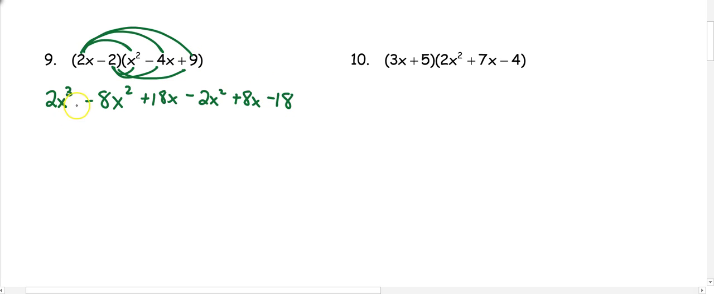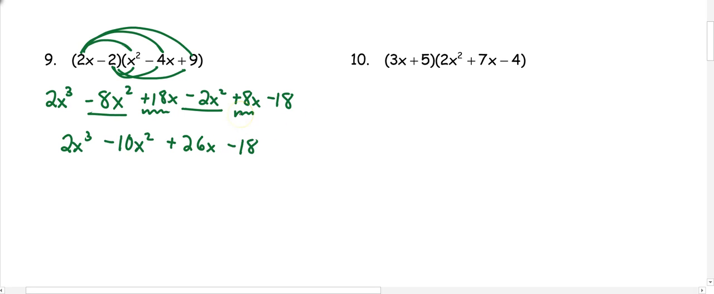Now we just have to be careful that there's more things to combine. So 2x cubed is the only term, so that stays the same. We have negative 8x squared minus 2x squared, which gives us negative 10x squared. We have 18x and 8x, which combine to become 26x. And then we have the negative 18. So the more terms that there are in each set of parentheses, the more combining like terms that we might have to do later on at the end.